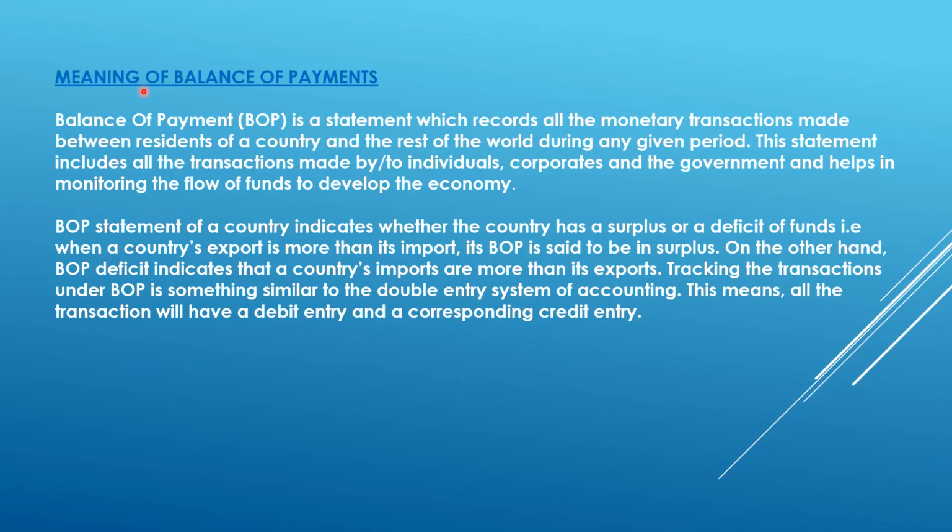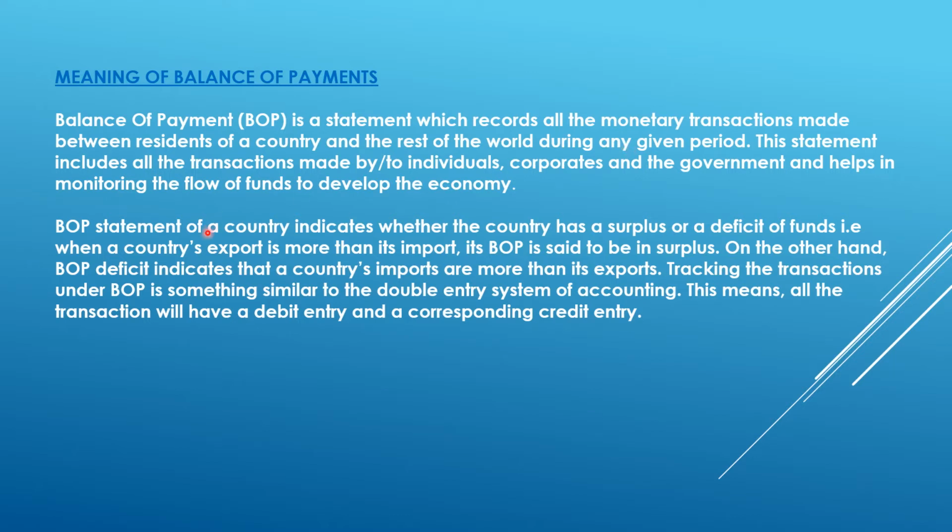Let's see the meaning of balance of payment. It is a statement which shows the record of all the economic transactions between the residents of the country and the rest of the world. So here the transaction is happening between the resident of a country and the rest of the world. Here, resident of a country includes individuals, corporates and the government. So this is the statement which shows the monetary transactions which happened between the residents of a country and the rest of the world.